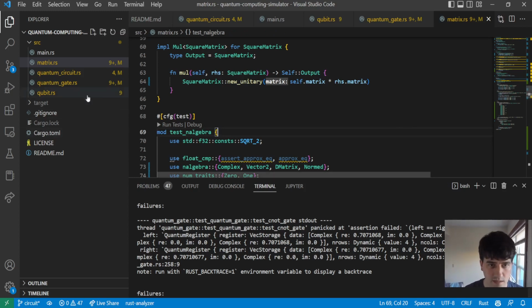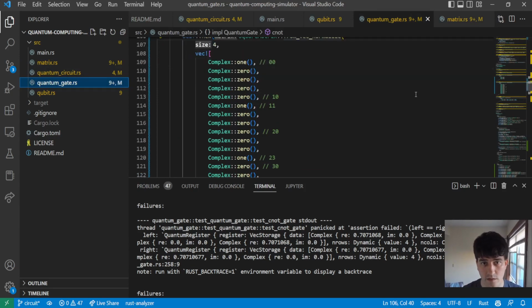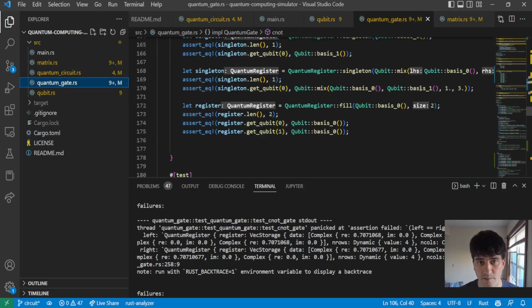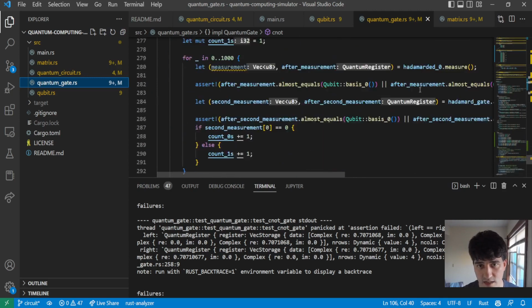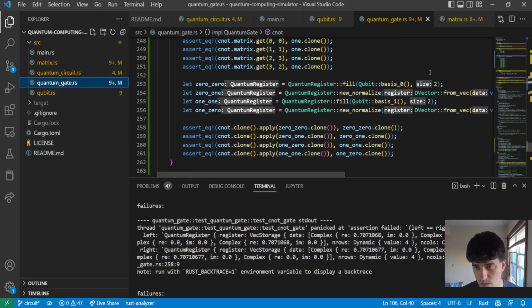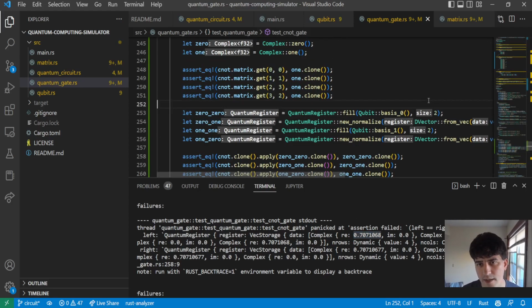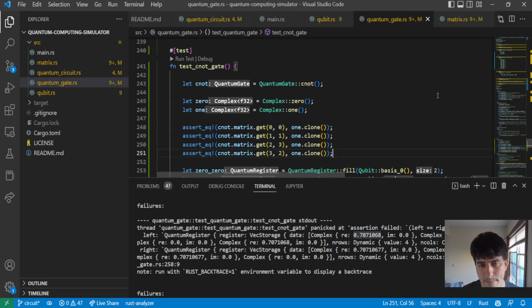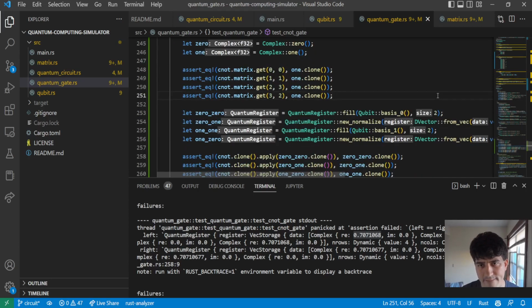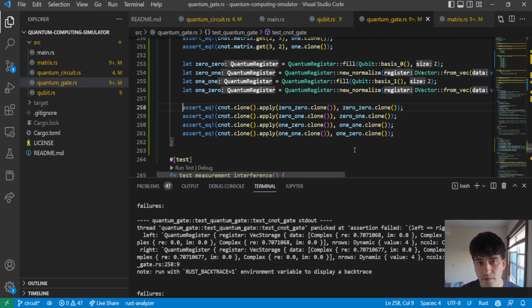So test CNOT gate is now getting us through most of the test now, or at least some of the test. But still we have these 1 over root 2s showing up, 0.707. Where's the failure exactly? Okay. So why are we getting that?